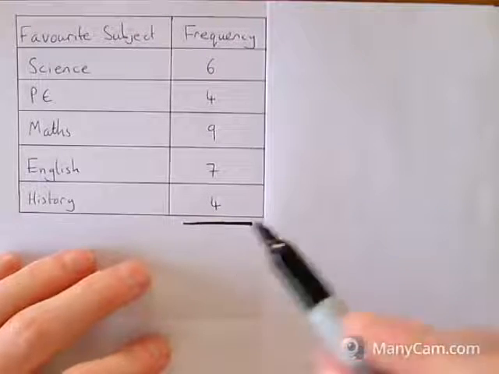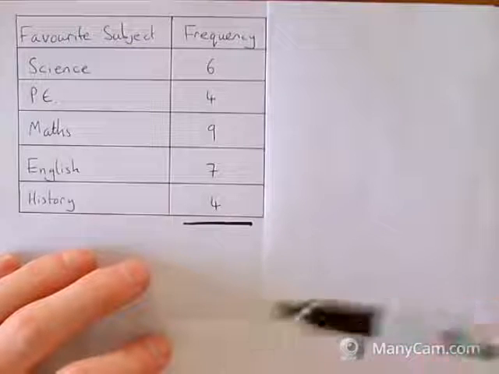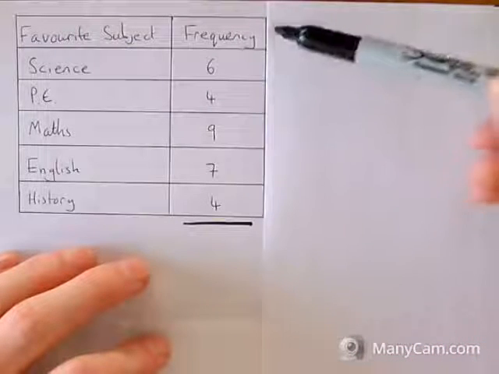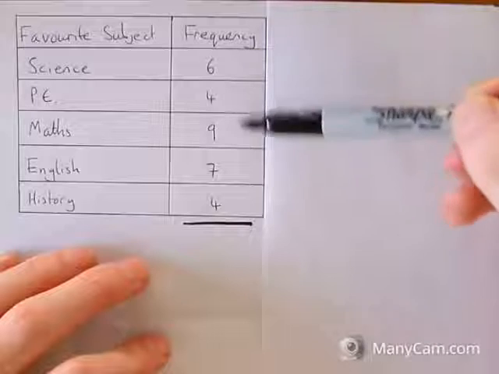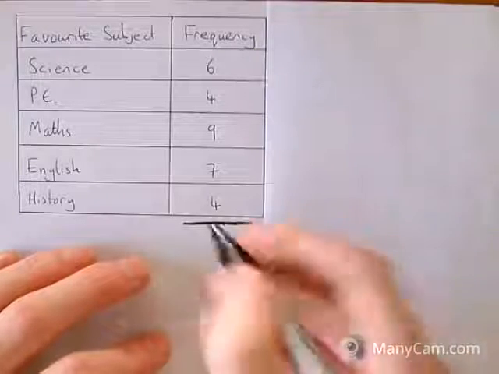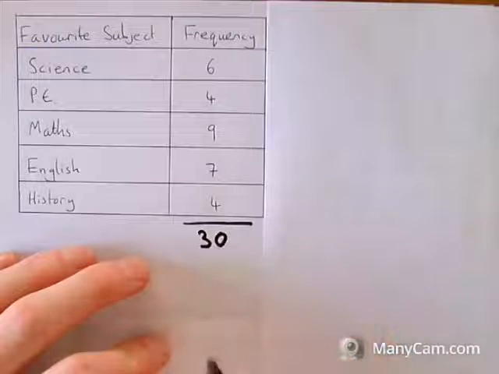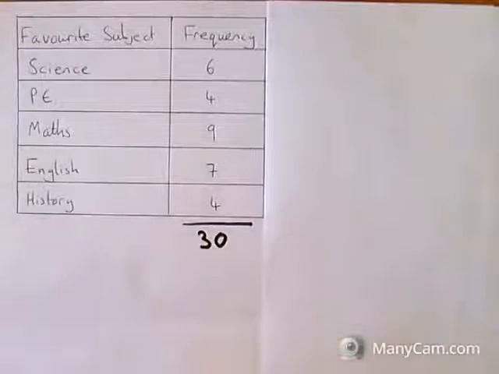The first task when we're going to draw a pie chart is to work out how many people took part in this survey. So I'm going to add up the frequency column here. When I add these together I get a total amount of 30 people who took part.